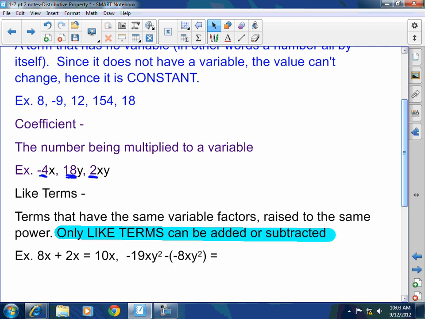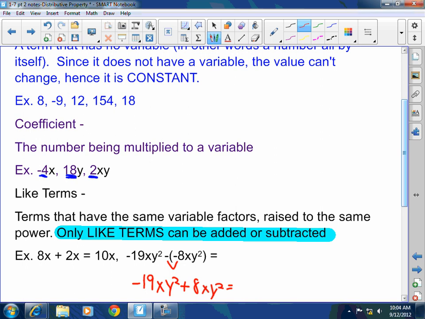Next, negative 19xy squared minus a negative 8xy squared. Do they have the same variables? Are both variables to the same power? Right? X to the first, y squared, y squared. You with me? What do you do when you have a negative times a negative? That's negative 9xy squared plus 8xy squared. They are like terms, so my answer would be negative 11xy squared. Does that make sense?